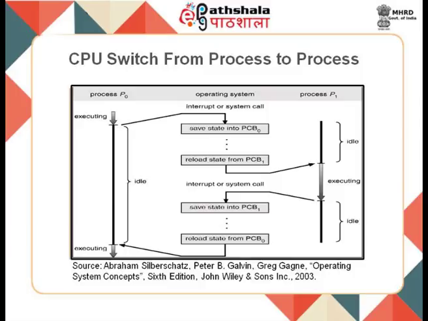this process is idle for some amount of time. What you do in the meantime, the CPU should not be idle. So, what you do? You reload the state of process P1 from PCB 1, and that process P1 is made to execute. And when this process P1 needs to break, or there is an interrupt or a system call, then the state of process P1 is saved in PCB 1, and you reload the state of process 0 from PCB 0, and process 0 will start executing.